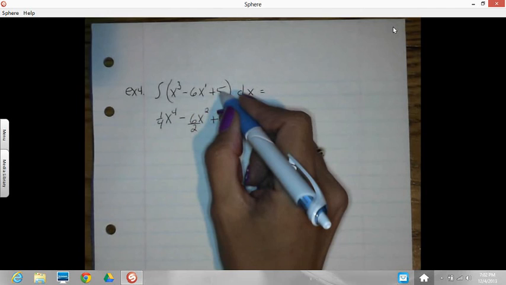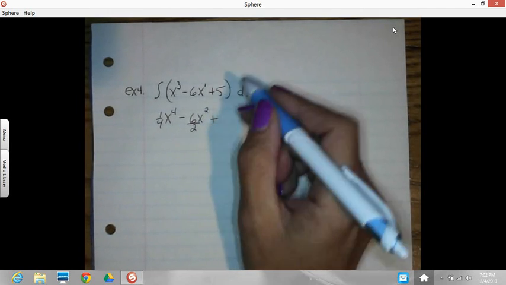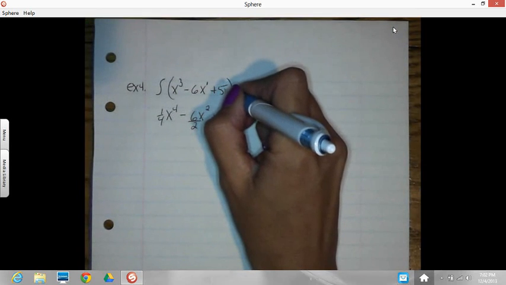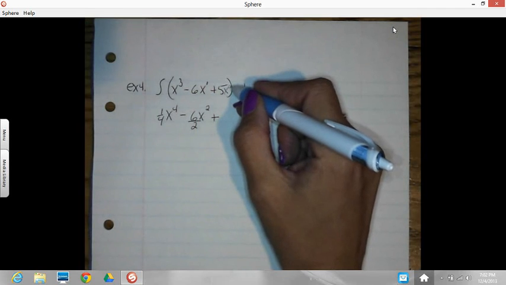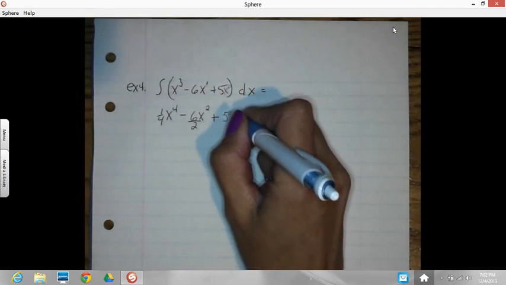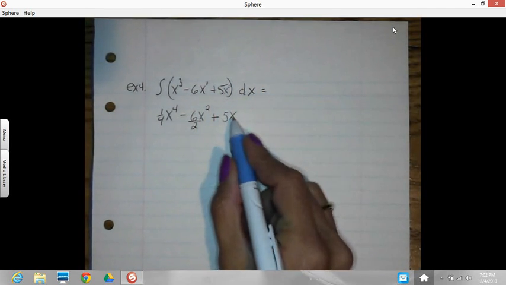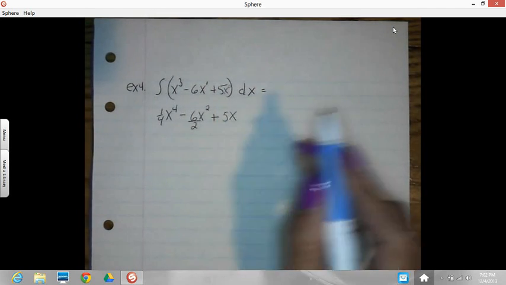Antiderivative of a constant. Well, think about it. What has 5 as its derivative? Or think of this as x to the 0 power. You add 1 to it, you're going to have x back. So that'll be 5x. And do derivative. Derivative of 5x is 5. We're good. And a plus c.